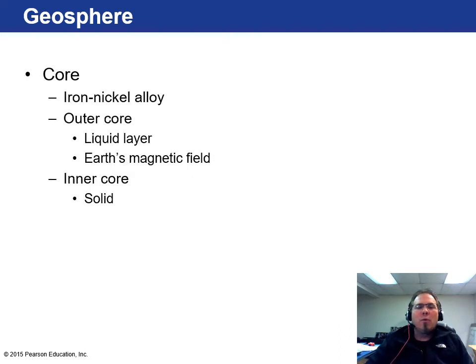Then you have the core, which is divided up into the outer core and the inner core. The outer core is a liquid layer. Now, when we say liquid, we don't mean watery liquid, but it's molten enough to act like a liquid, which generates Earth's magnetic field. That's where we get that from. And then you have the very solid inner core. The temperatures and pressures are such that the very inner core of the Earth is solid.